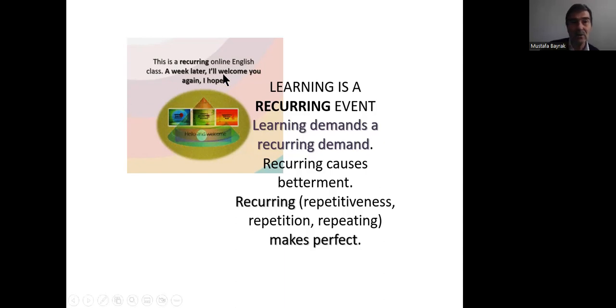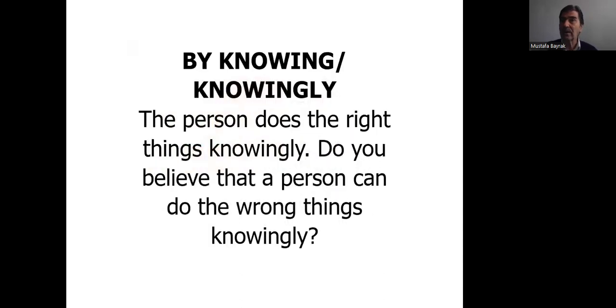So this is a recurring online English class. A week later, I'll welcome you again. I hope we will have a welcoming situation. By verb ing, by knowing or knowingly is enough. The person does the right things knowingly, on purpose. Do you believe that a person can do the wrong things knowingly? No, I don't believe that a person can do the wrong things knowingly.